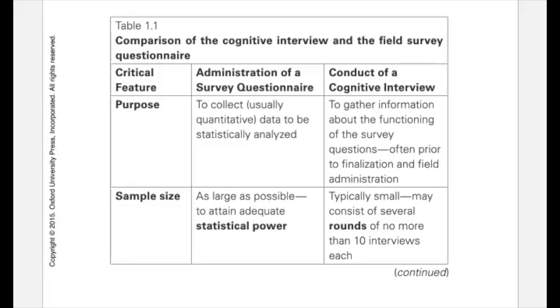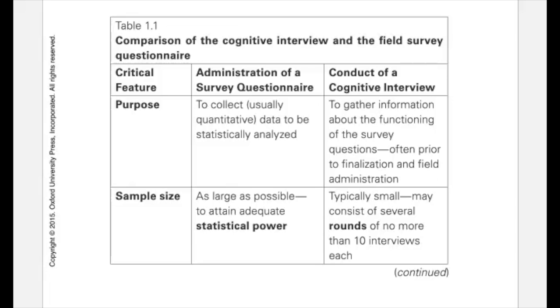Look at the difference in the purpose. When we're administering the survey, our purpose is to collect the data that we're going to statistically analyze. But in a cognitive interview, we're gathering information about the functioning of the survey. That's what I was saying earlier. It's about the item functioning. What we're doing is asking, is this question asking the thing that I'm intending it to ask? And if not, why not? Why is one person answering yes and somebody else answering no? Not because it's the answer to their survey question, but because they might be confused about what I'm actually asking. And in this article, they will go into more specific details if it doesn't make sense yet.